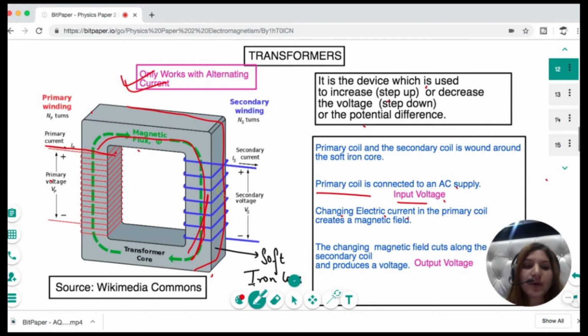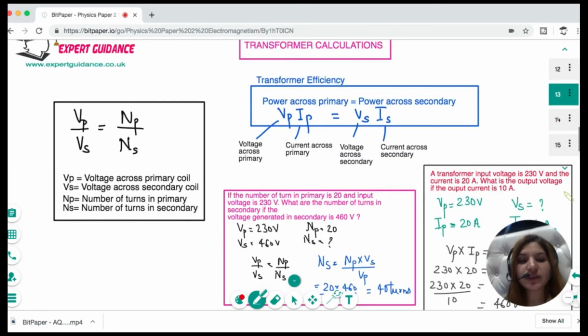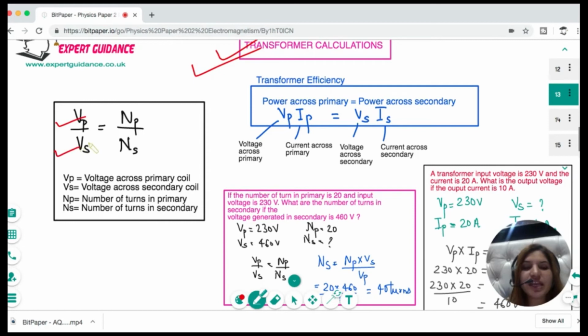If we need more output voltage, that is the step-up transformer, and we increase the coils of the secondary. If we need less, that means we need a step-down transformer, and we will decrease the coils of the secondary. So you need to do the transformer calculation. Voltage in primary over voltage in secondary is equal to the number of turns of primary over number of turns of secondary. The power across primary is calculated by voltage across primary times current across primary, and power across secondary is calculated as voltage across secondary times current across secondary.